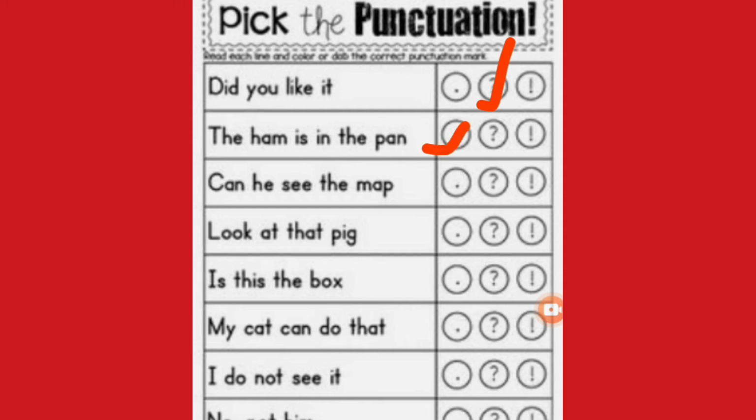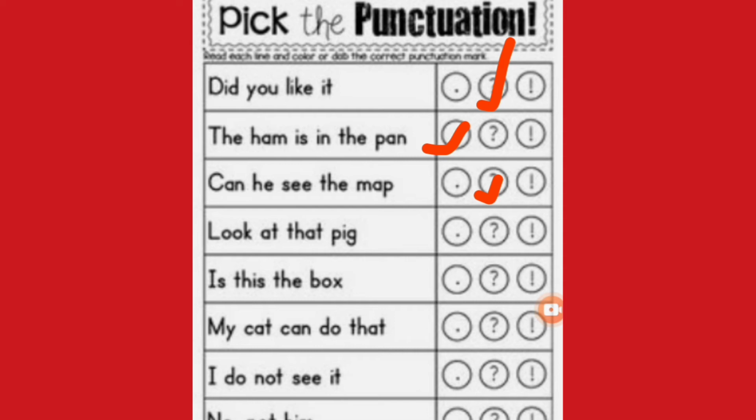Next one is, can he see the map? So 3 punctuations are given. Full stop, question mark, exclamation mark. So what will we put here? We will put a question mark because it's a question. Can he see the map? So this is a question.